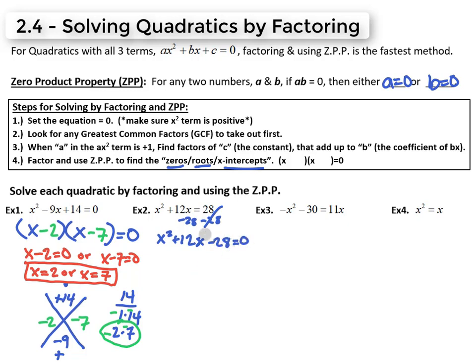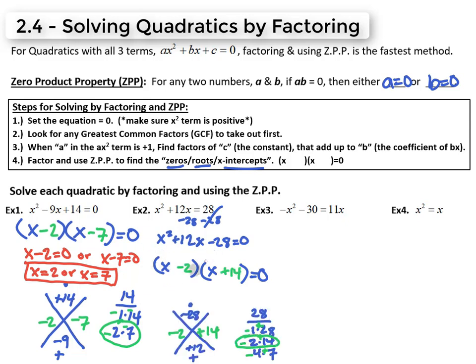Now there's nothing on the right side of my equation. Okay, so now we're going to go factor again. I need to find the two numbers that multiply to negative 28 but add up to positive 12. Okay, so think about that for a second. See if you can come up with those two numbers. They multiply to negative 28 and add up to positive 12.